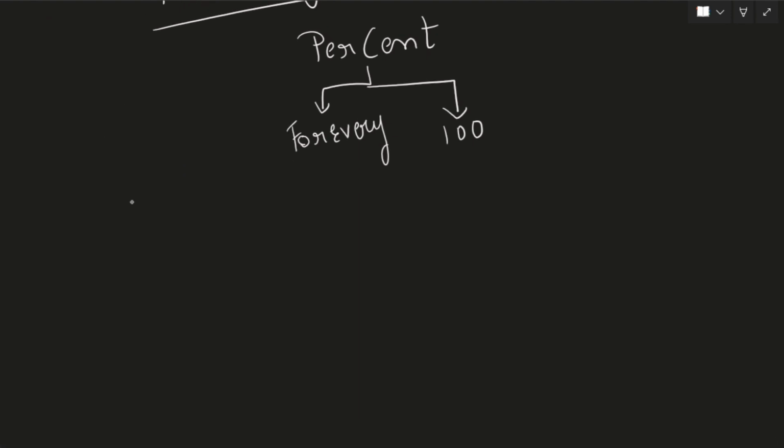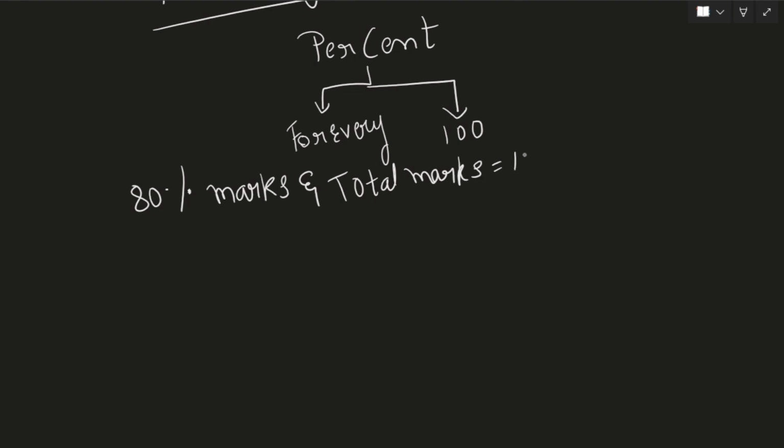Let us say suppose I have scored 80% of marks, which is of total 100. That means out of 100, I have scored 80 marks, which can be written as 80 by 100. This is nothing but 80%. From this, we can understand that the percentage symbol can be replaced by the fraction 1 by 100, which means 80 by 100 is 80 percentage.